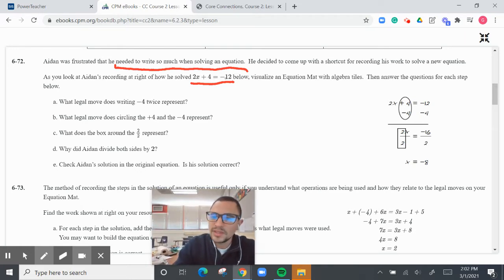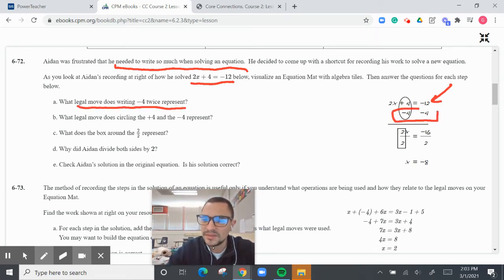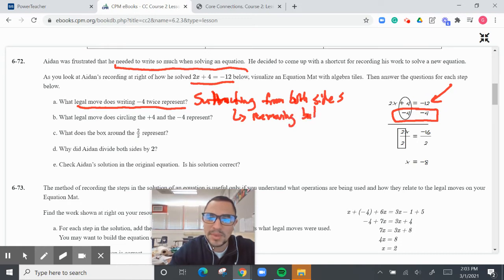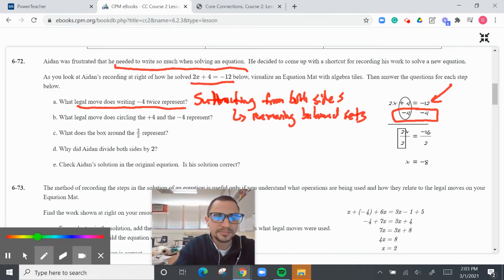You can do this. So the first thing here is, what legal move does writing negative 4 twice represent? Well, this is what it does. It is showing subtracting from both sides, which is also called removing balanced sets. All right, that's the first thing of writing negative 4 on both sides.